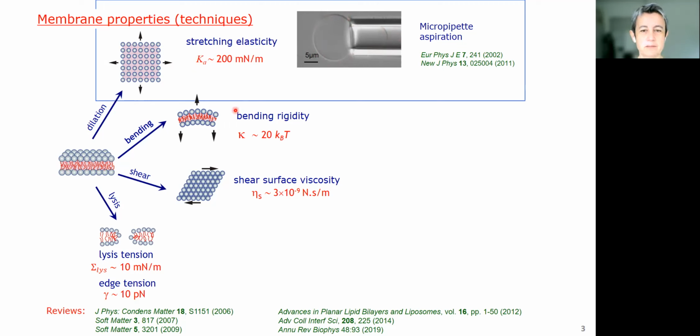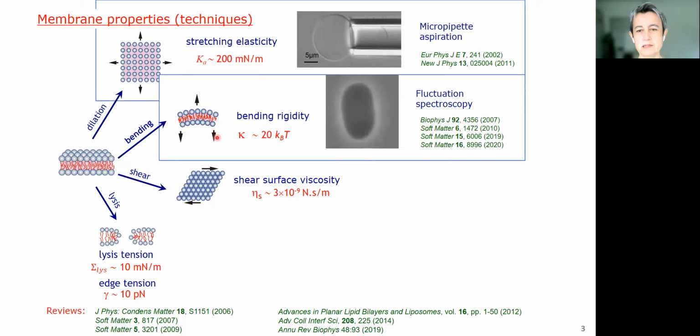Bending is characterized by the bending rigidity, which has units of energy, kBT. It's around 20 kBT, which means that if several water molecules hit the membrane simultaneously, it would flex. This is what you see directly under the microscope. The vesicles fluctuate if they are deflated. By detecting their contour, you do fluctuation spectroscopy to measure the bending rigidity.